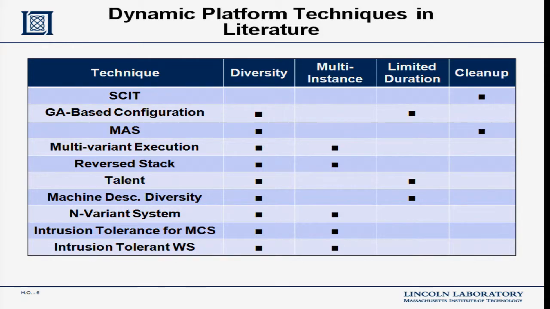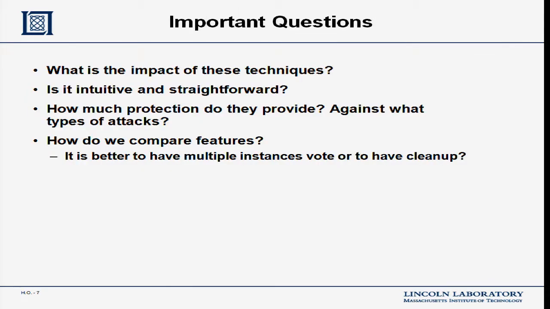And as you can see, certain features are very common, very popular. For example, diversity, many of them actually do provide diversity. Whereas other features like cleanup are very rare. So 2 of them provide cleanup. Now, the main questions remain relatively understudied and unanswered.